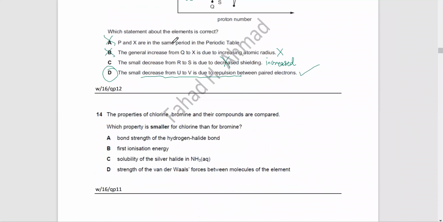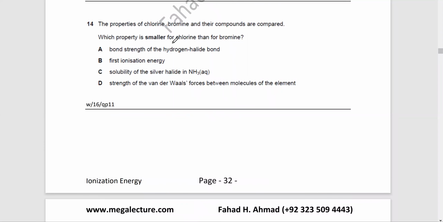Okay, is this clear? Minail, is this clear? Bazga, clear? Rida, Hiba?